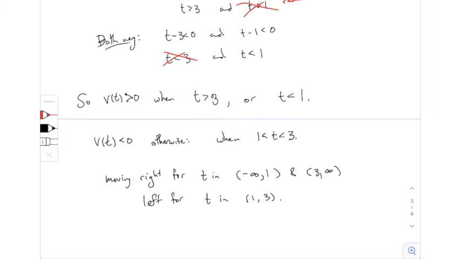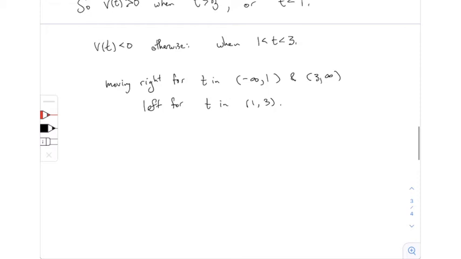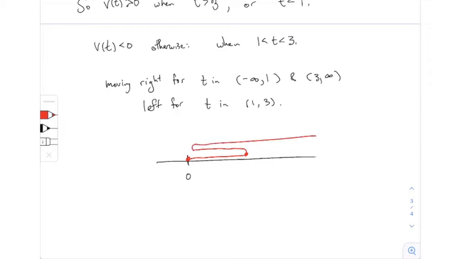I'm trying to get a very comprehensive view of what this thing does. If you could sort of make a little film, if you will. This thing starts here. Apparently it goes to the right until you get to 1 second, and then it turns around and goes left for a bit until you get to 3 seconds, and then it turns around and goes right forever. Right? This is sort of how it works.